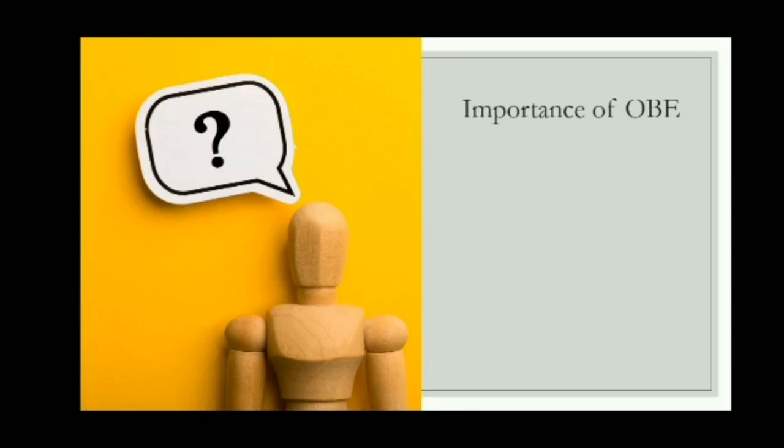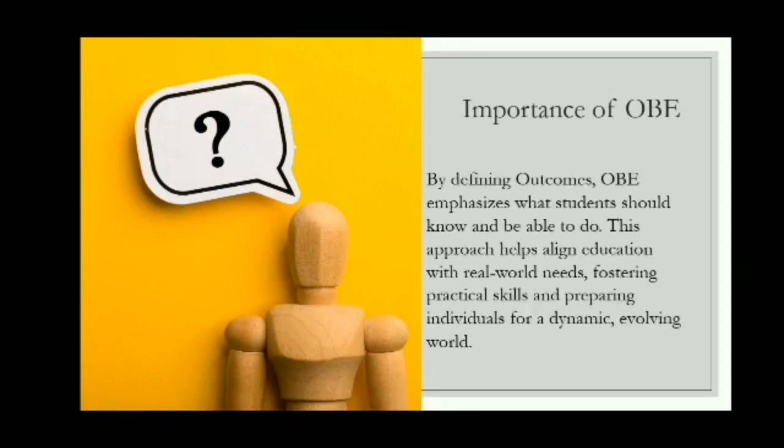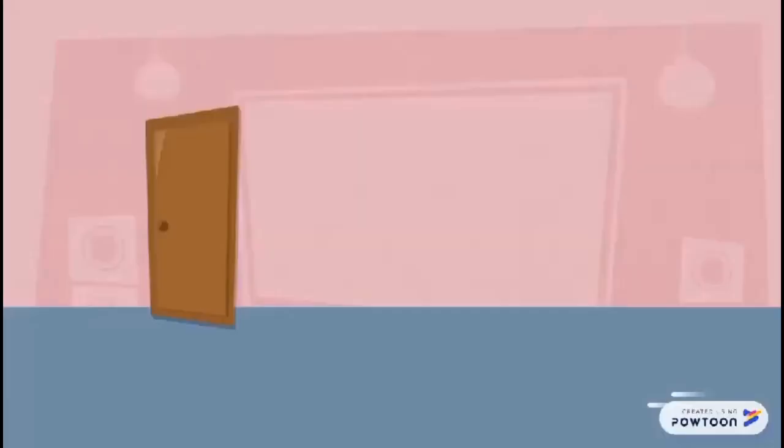So what is the importance of OBE? So basically, OBE is very important. By defining outcomes, OBE emphasizes what students should know and be able to do. This approach helps align education with real-world needs, fostering practical skills and preparing individuals for a dynamic, evolving world.